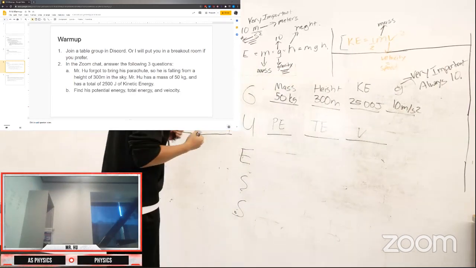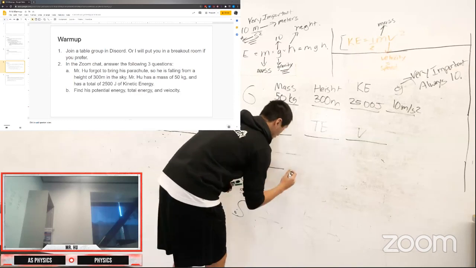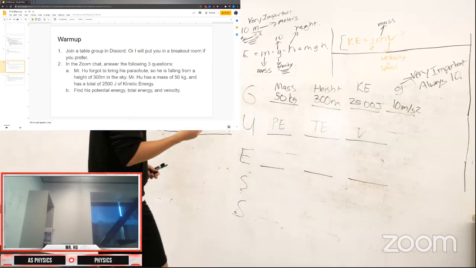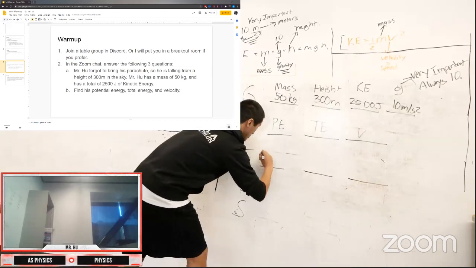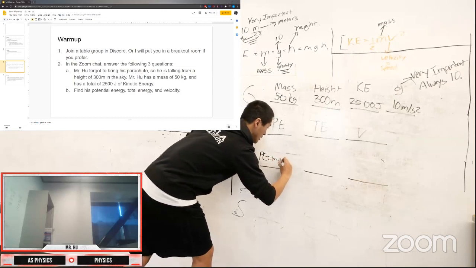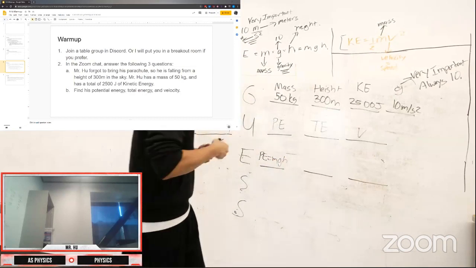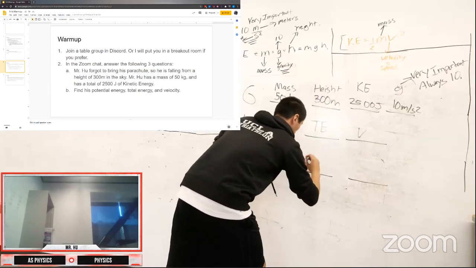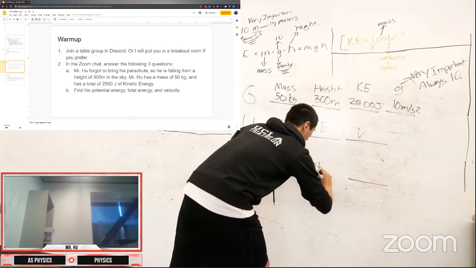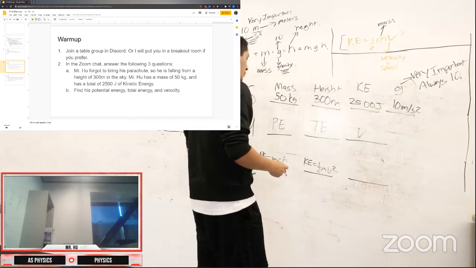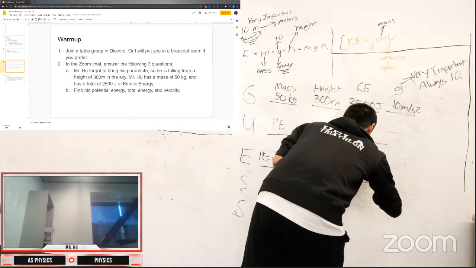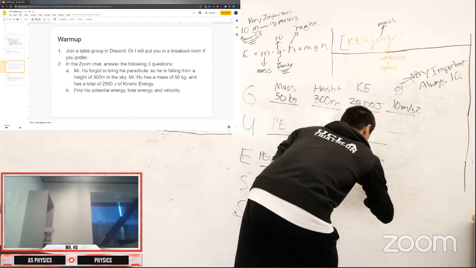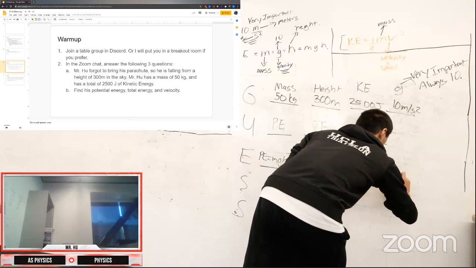So the next thing we want to use is we're going to figure out which equations we want to use. I'm just going to do this step for us, just because it's a little hard to type in the chat. The equation for potential energy is mgh. The equation for kinetic energy, this is the one that we want to use, is 1/2 mv squared. And then our equation for our total energy is our potential plus our kinetic.